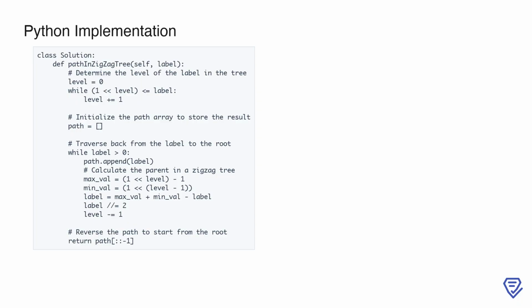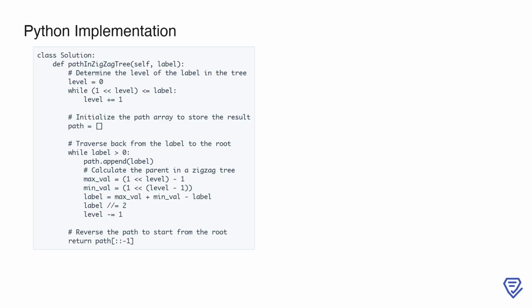At each step, the current label is appended to the path. The maximum, max_val, and minimum, min_val, values of the current level are calculated using powers of 2. These are used to reverse the label mapping in a zigzag tree. The parent node is computed using the formula max_val plus min_val minus label, which reverts the zigzag pattern, and then divided by 2 as in standard binary trees. The level is decremented as we move up the tree.